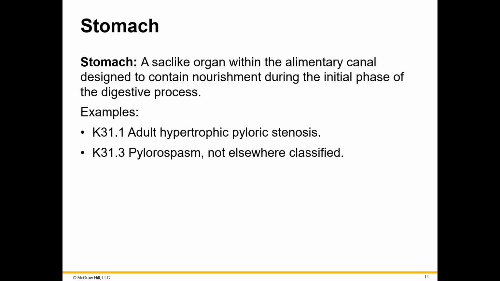Stomach. A sac-like organ within the alimentary canal designed to contain nourishment during the initial phase of the digestive process. Examples include K31.1, adult hypertrophic pyloric stenosis, and K31.3, pylorospasm not elsewhere classified.